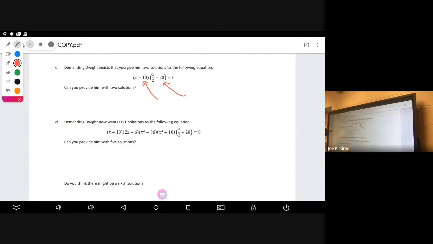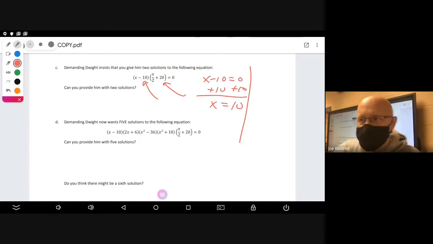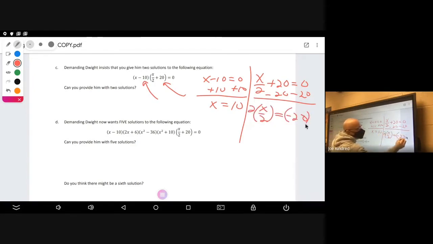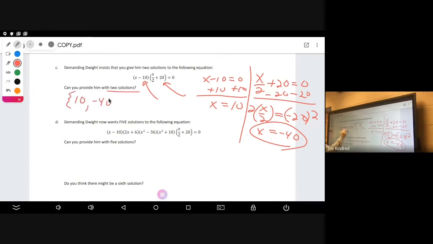So as we saw in A and B, x minus 10 equal to 0, we saw was, yep, that's right, x was 10. Great job back there. And then x over 2 plus 20 equals 0. Solve this one individually, just like we did previously. The same work, and x is equal to negative 40. So your two solutions are 10 and negative 40. That's how we would solve an equation that has two factors, and we can have more factors.